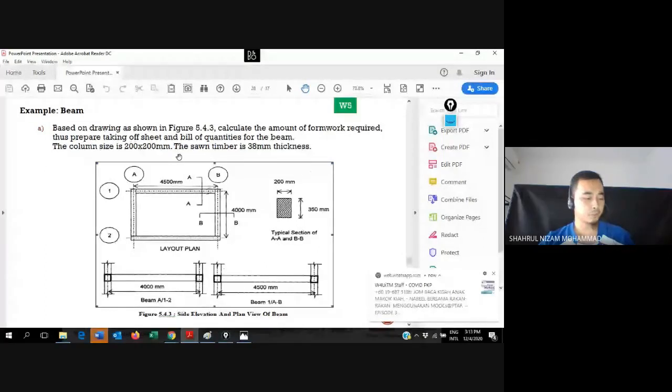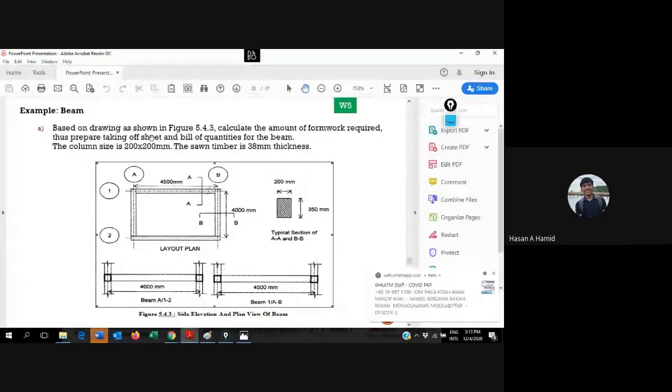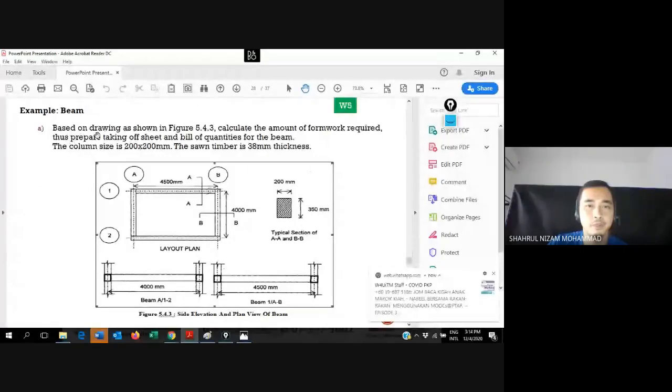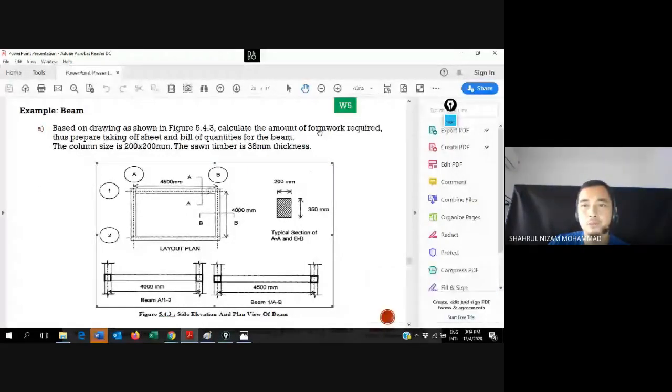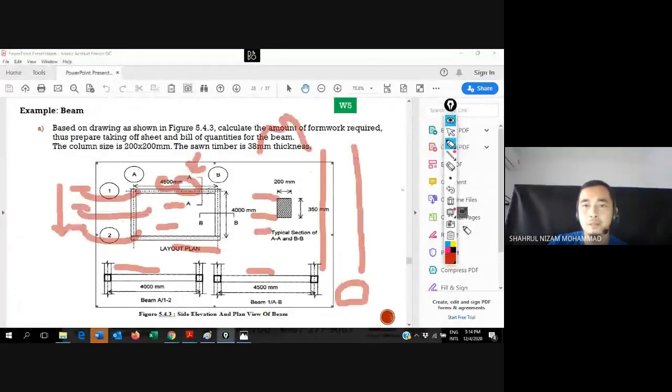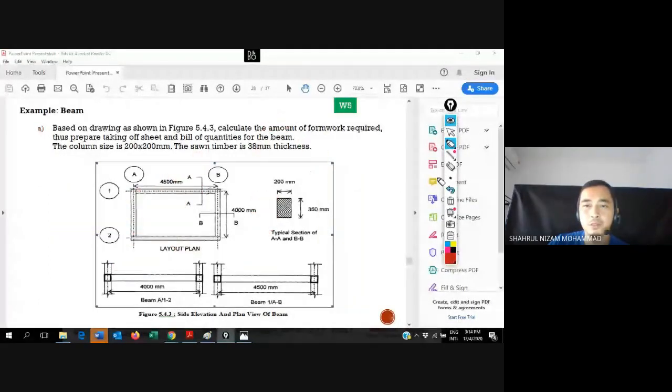Okay, I proceed. Right, so we read the question first. It said based on the drawing as shown in figure 5.4.3, calculate the amount of formwork. So you only need to calculate formwork only and prepare the taking off sheet and bill of quantities for the beam. The column size is 200 times 200 and the sawn timber is 38 mm thickness.